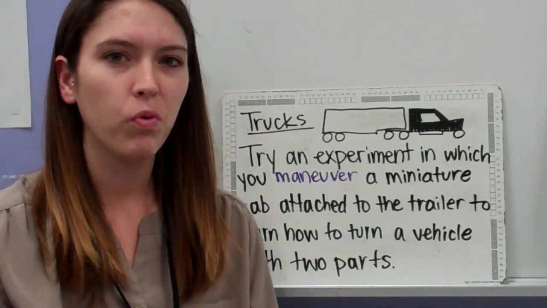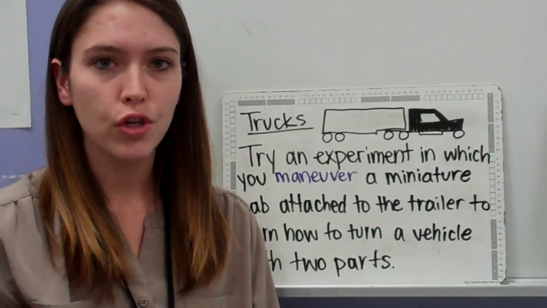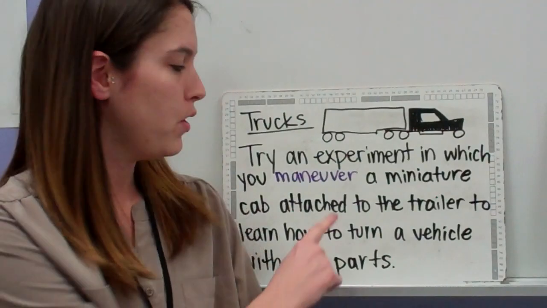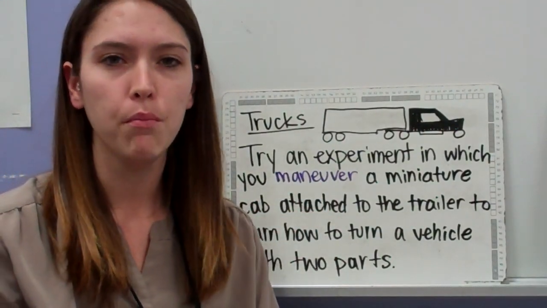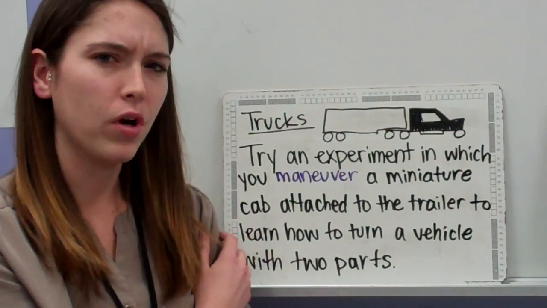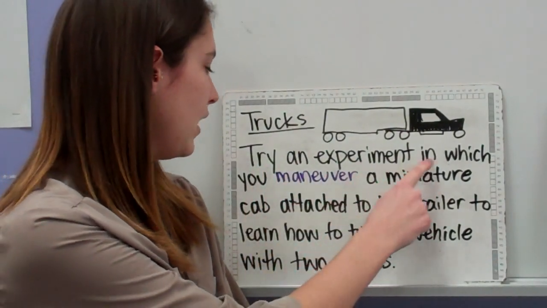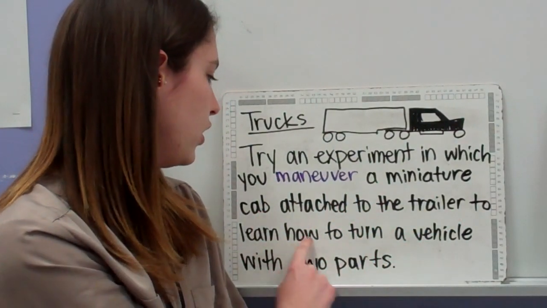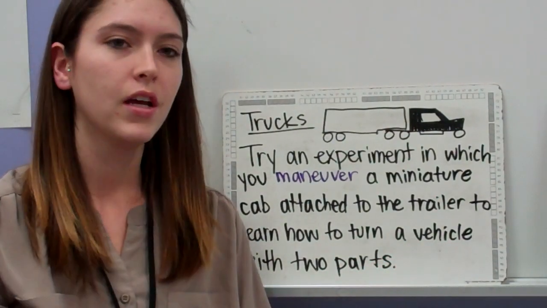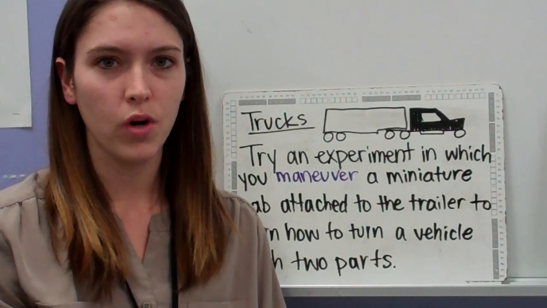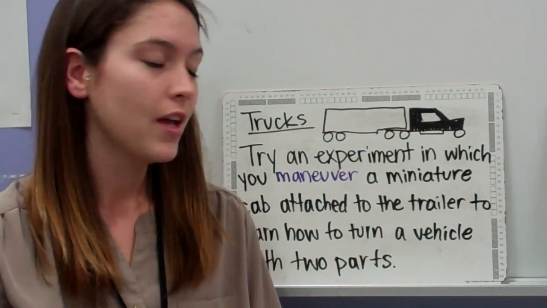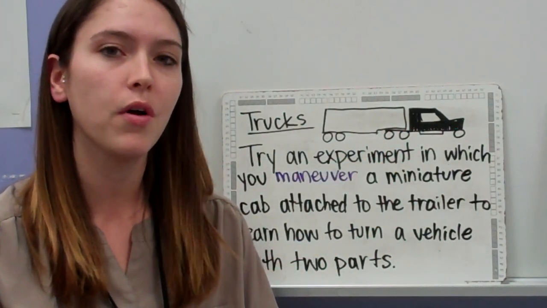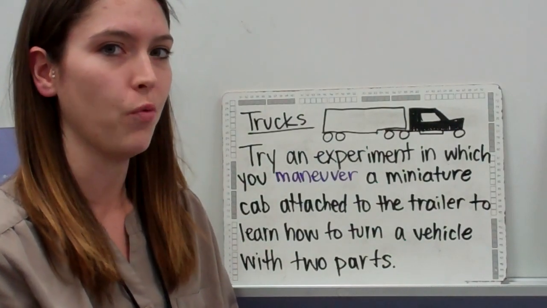So from those clues, we know that it's about trucks. We know that we're using two parts of a vehicle to turn it. So we can think that that word maneuver might mean something like move. So let's see if that word makes sense in our sentence. Try an experiment in which you move a miniature cab attached to the trailer to learn how to turn a vehicle with two parts. That word maneuver is similar to the word move, and we figure that out by using strategies of finding clues in our sentence, using pictures and other information that we do already know. This time let's try one more.